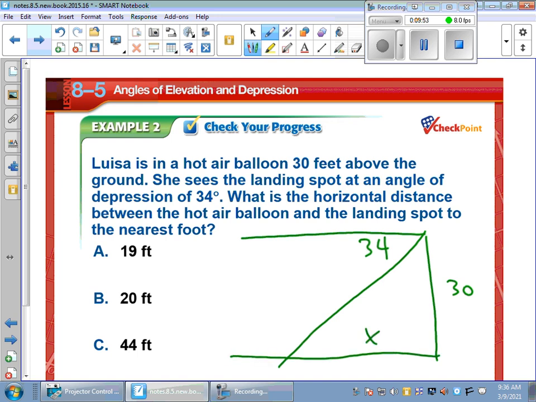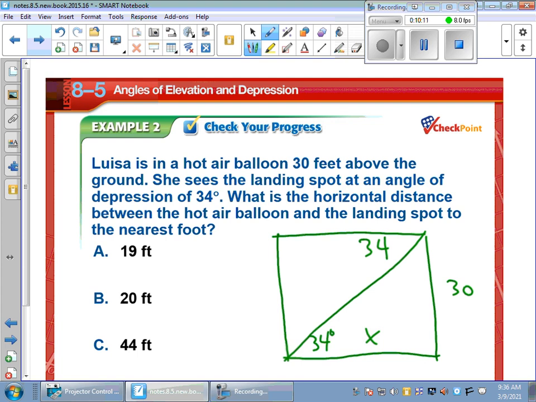Let me fix this, make this a little bit cleaner. Hopefully that helps. So you actually end up doing a rectangle. Here's your 34-degree angle down here. You just bring it over. That's your x. That's your 30.